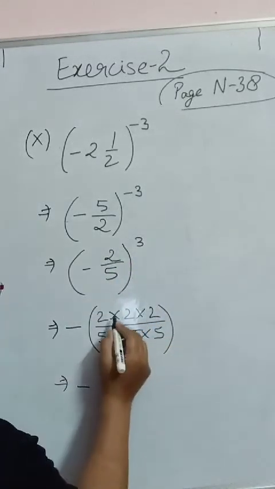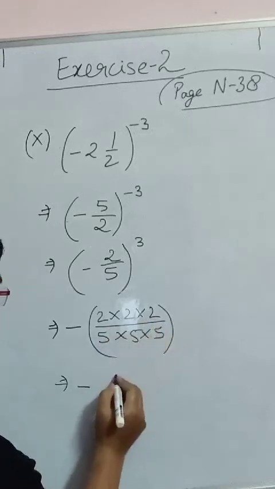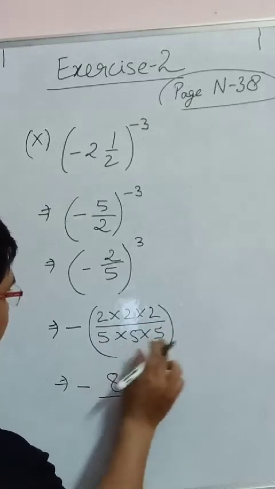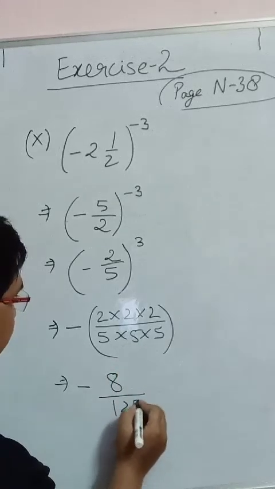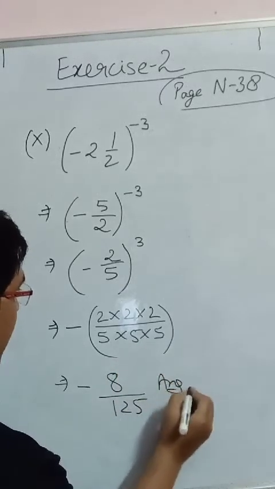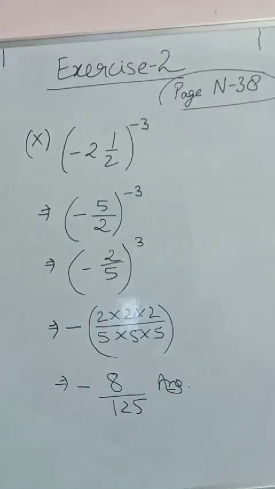So what is the answer? It is minus 2 into 2 into 2, which means 4 into 2, that is 8. And 5 into 5 into 5 means 25 into 5, which is 125. So this becomes my final answer. So this is how you are going to attempt question number 1. I believe it is clear, class. And now we are going to proceed with question number 2 of the same exercise.